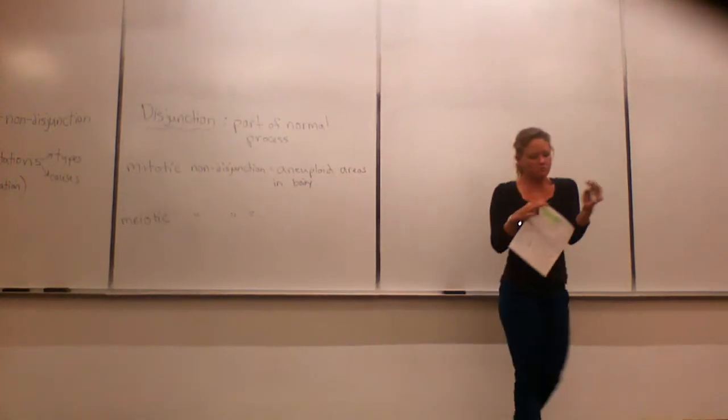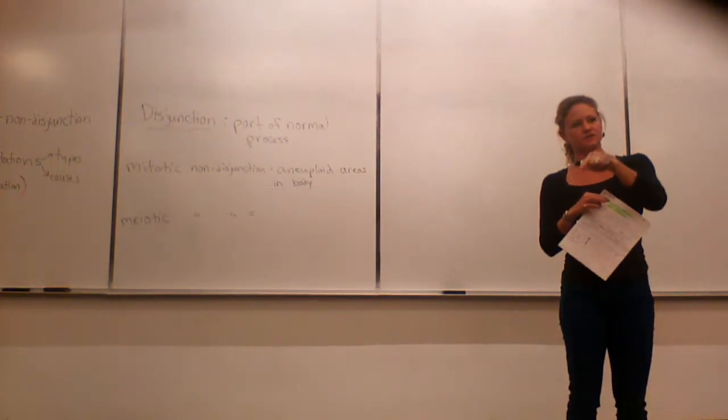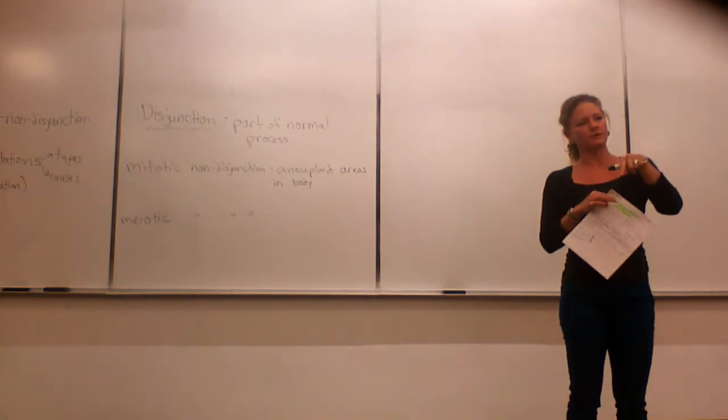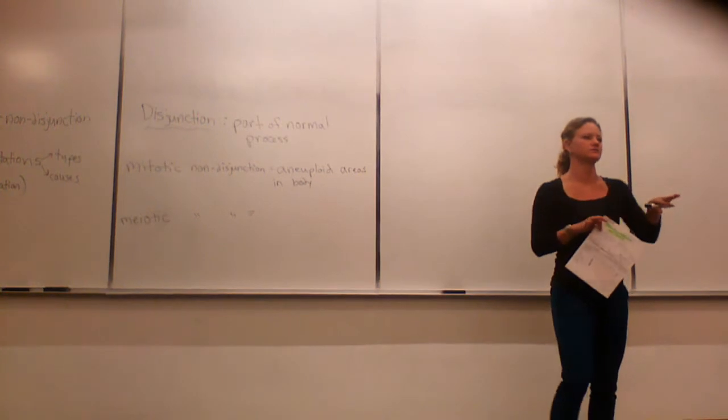Okay, so for the most part, you'll have a small area where every subsequent cell division of that first cell that screwed up and had non-disjunction, every daughter cell after that will show a reflection of that non-disjunction event.